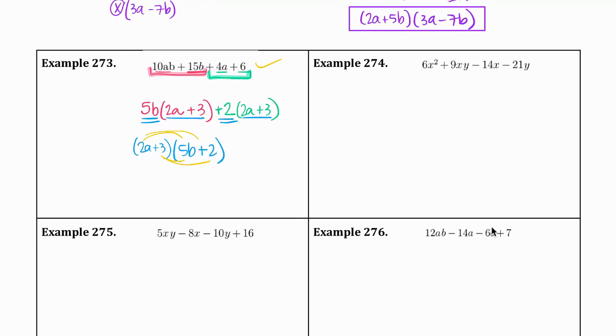On this one right here, let's group it up. I'm going to color code it like I did on the last one. We have our first two. We have our second two. We're going to look for a greatest common factor for this pink group here.